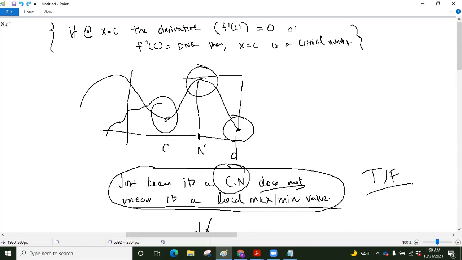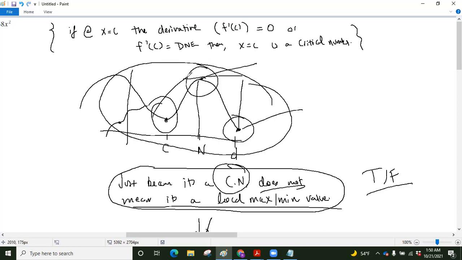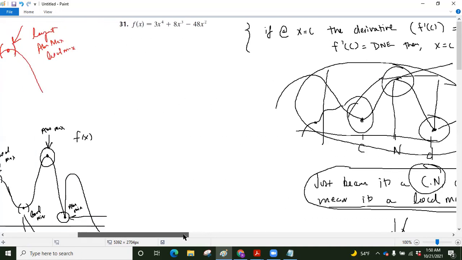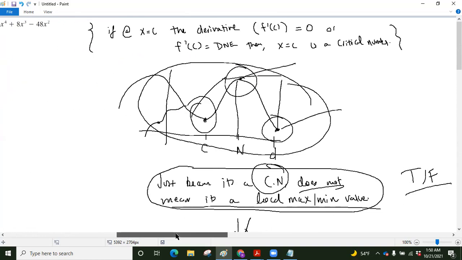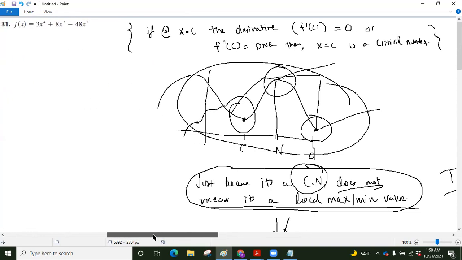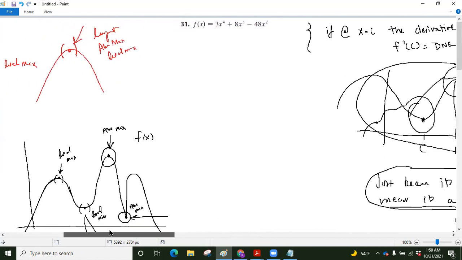So the goal is to first find all the critical numbers and then find the local minimum and local maximum. What we want to do is take all the critical numbers, even if they're not a maximum or minimum locally, and funnel those. We'll look through each of them and then pick and choose which are local minimums and local maximums.